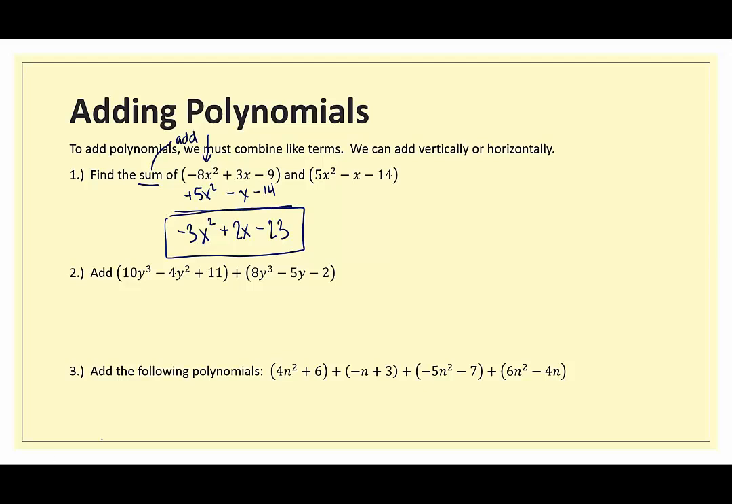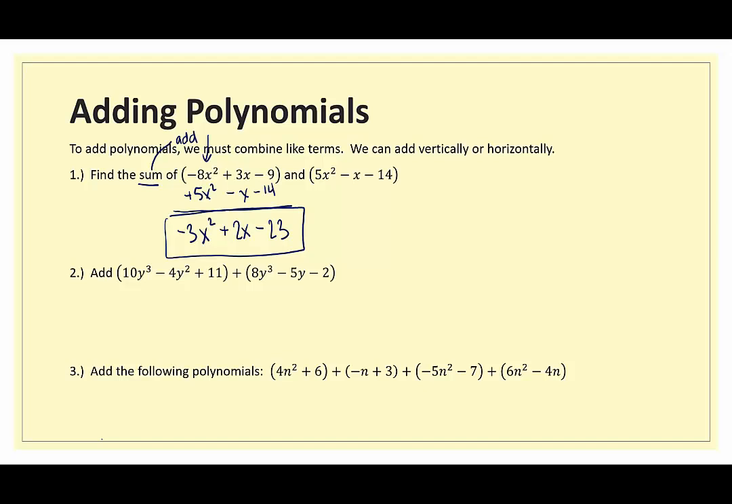Let's move on. In this next one, we have a trinomial 10y cubed minus 4y squared plus 11 as the first trinomial, being added to the second trinomial 8y cubed minus 5y minus 2. The other thing you might notice that I do is I always start with the term that contains the largest exponent. So I notice that we do have a y cubed. I want to start by combining all my y cubes. Then I look at my squares, then my invisible 1 exponents, and then my constants last. And I'll always do that no matter what the largest exponent is.